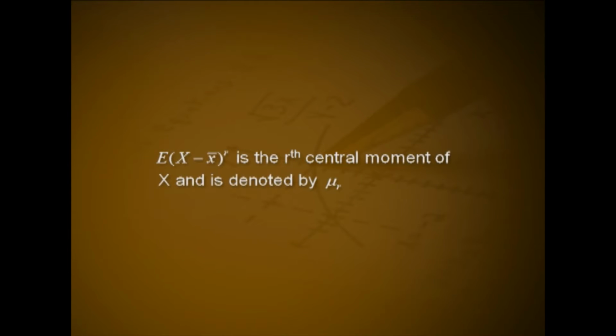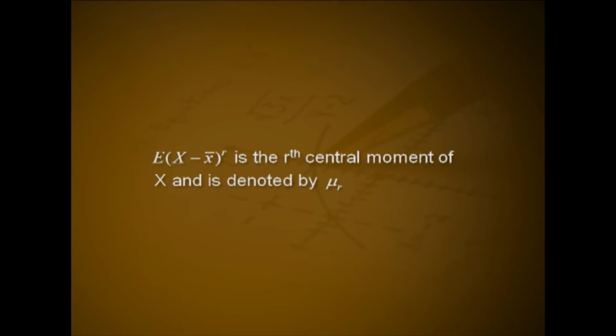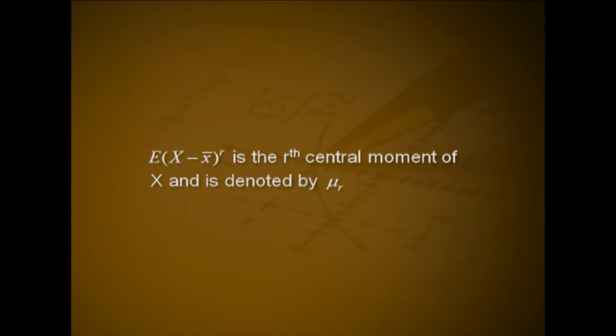When a equals 0, then expectation of (X minus a) raised to r is equal to expectation of X raised to r, which is known as the rth raw moment of X and is denoted by mu r dash. Expectation of (X minus X bar) raised to r is the rth central moment of X and is denoted by mu r. We have X bar equal to 1 by n sigma fi into xi, that is equal to sigma fi divided by n into xi, that is equal to sigma xi into pi, that is expectation of X, that is equal to mu 1 dash.